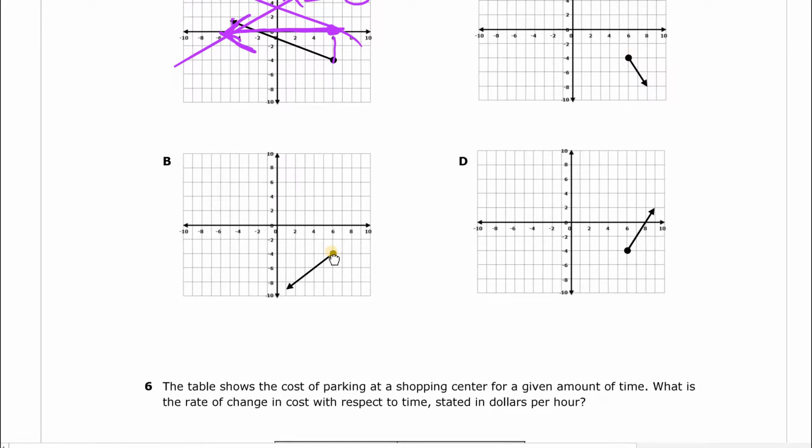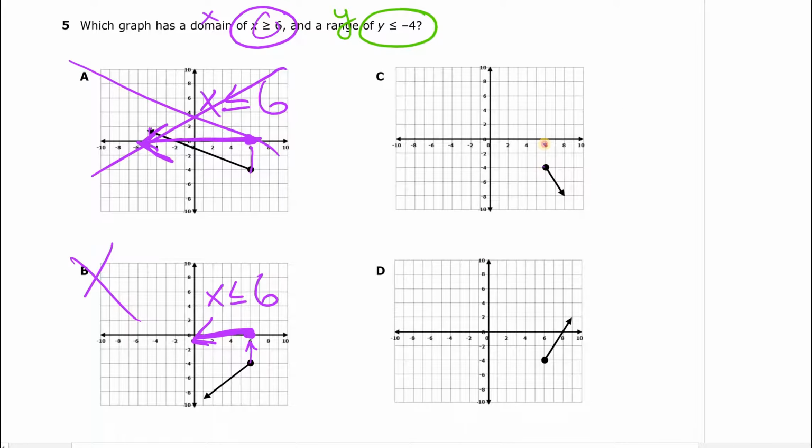Looking at B, we see the same problem. We bring this up. We bring this arrow up. It's everything less than or equal to 6. It can't be going to the left, so it's not B. We look at C. We bring it to our domain, to our x-axis. It's a line going to the right. That is indeed x is greater than or equal to 6.